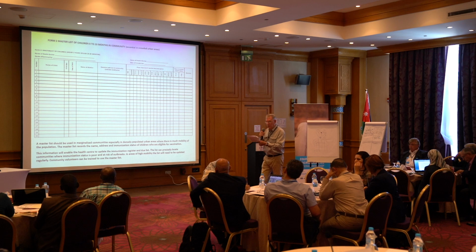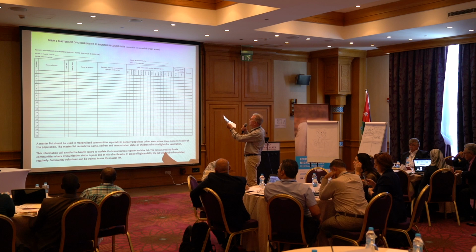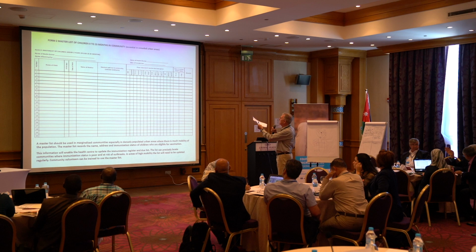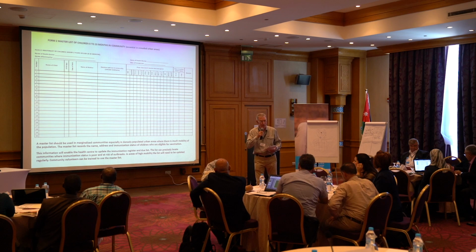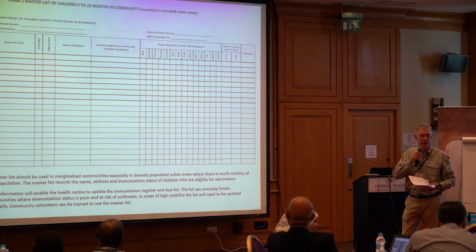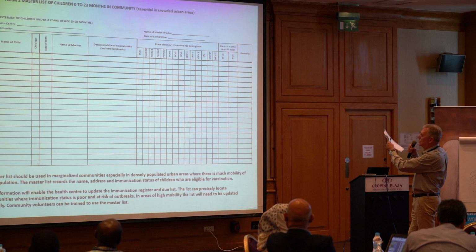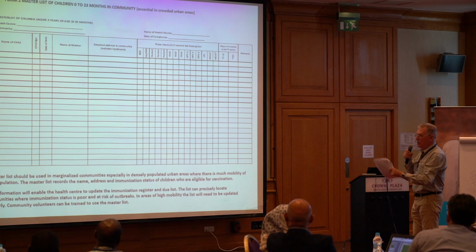What does this form do? It looks at the name of the child, its age, and date of birth as well, name of the mother, some kind of address, and then it's a question of looking at the immunization card, if they have one, and writing down just a tick on the doses that they may have received. It also includes the mother's tetanus toxoid. It may not be relevant in some countries, but it includes that. And the remarks. Remark can be no card.